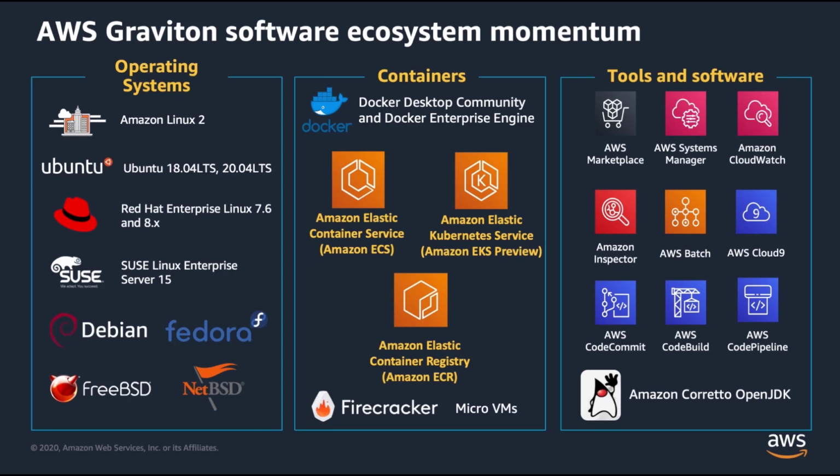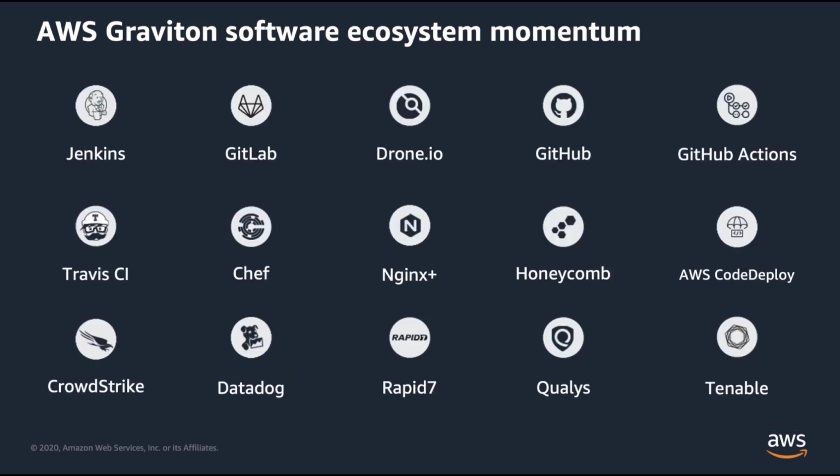In terms of tooling and software, most of the agents provided by AWS, like the AWS Systems Manager agent or the Amazon CloudWatch agent, are available on Graviton2 based instances. Some of our managed services, like AWS Batch, are already supporting Graviton2 based instances, and you will see additional ones being available in the future. If you are running Java workloads, Amazon Corretto, which is an Amazon supported version of OpenJDK, is available and optimized for Graviton2 based instances. On the partner side, there have been a lot of partners adopting the Graviton2 based instances.